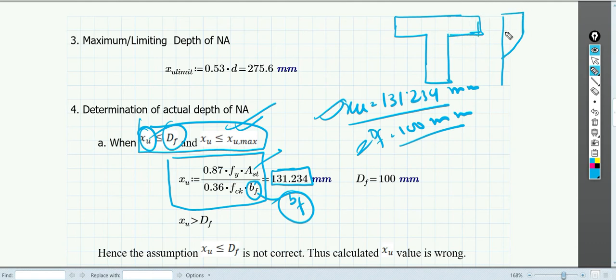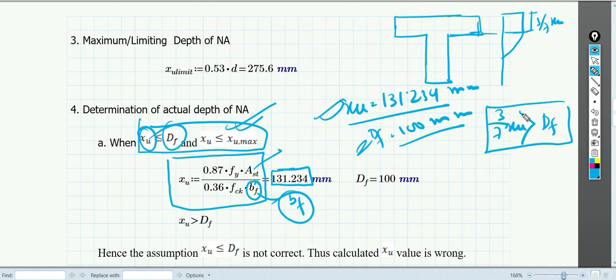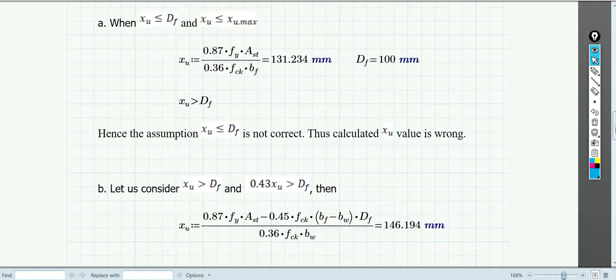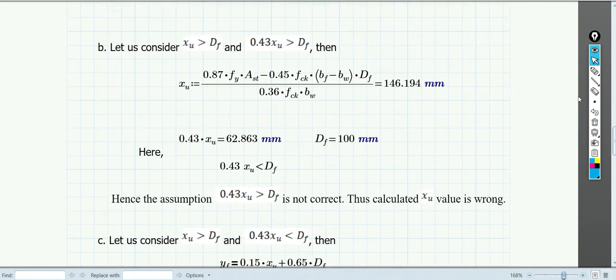Now our second condition comes: whether this 3/7 Xu is greater than Df or not. This is the second case. Here we are assuming that the whole of the flange has a constant stress, which is 0.446 fck. If you remember the theory, you will not find it very tough. That is why I have already taught you the theory part, so that you do not get any trouble while discussing the problem.